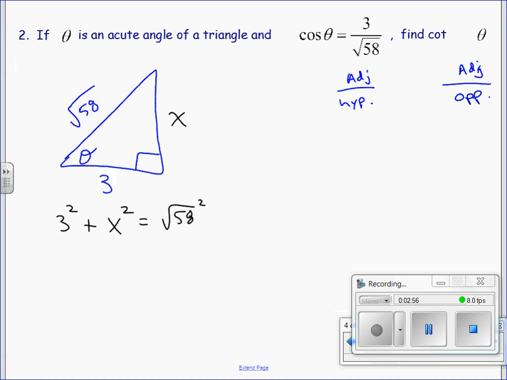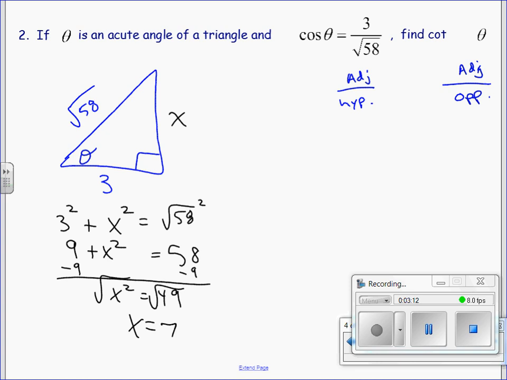Hopefully you know what's going to happen over there with my 58. The squared and the square root are going to cancel. So it's just going to be a 58. Over here we'll have 9 plus x squared. So we can subtract the 9 over. Won't that be 49? And square root it. So what's x going to be? 7. Cool. Yep. So tangent would be 7 over 3. So cotangent would be 3 over 7, adjacent over opposite.